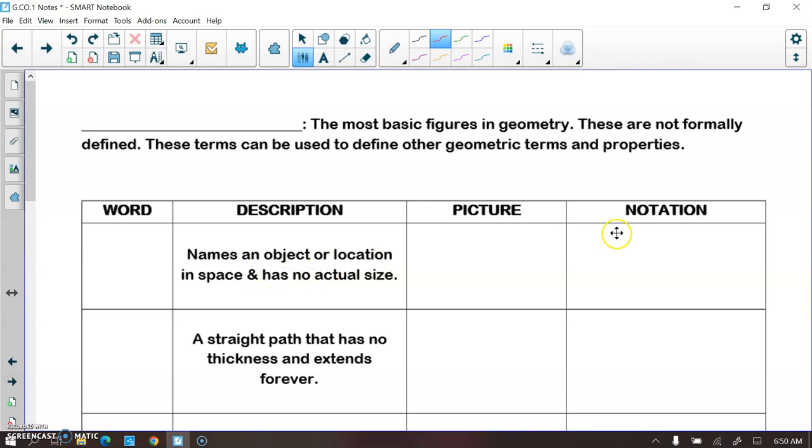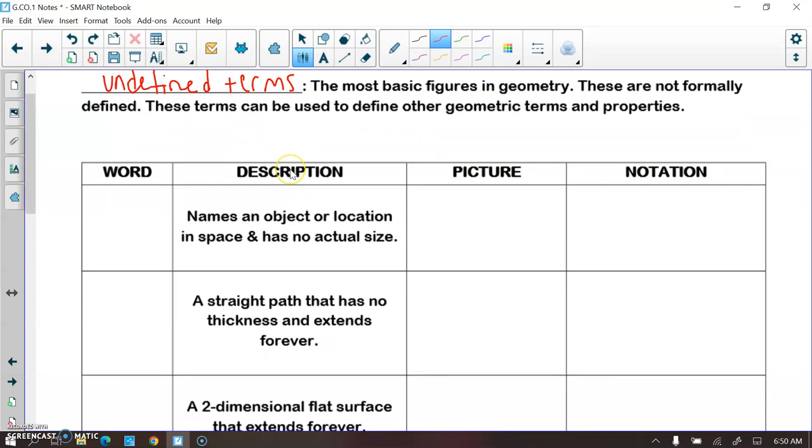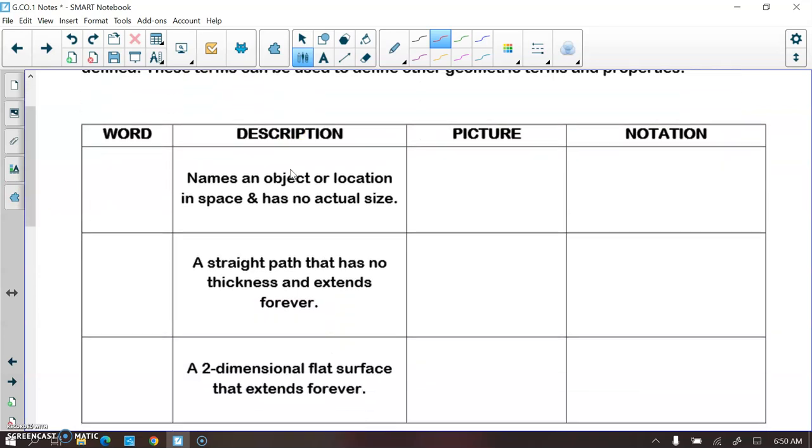So we're going to talk now more about those undefined terms. Undefined terms, the points, lines, and planes, are the most basic figures in geometry. They're not formally defined. They are abstract. These terms can be used to define other geometric terms and properties. And when I say abstract, I'll talk about what that means in a moment.